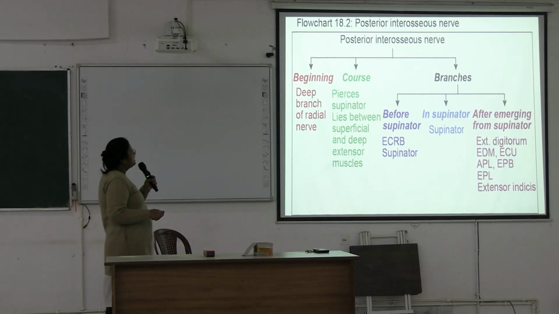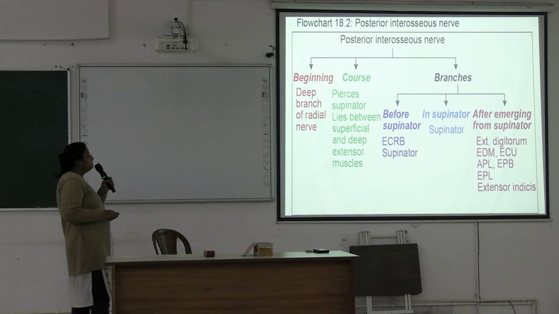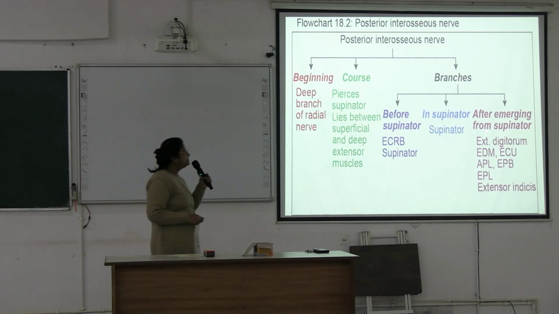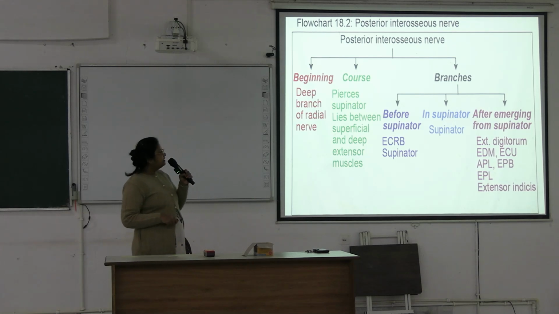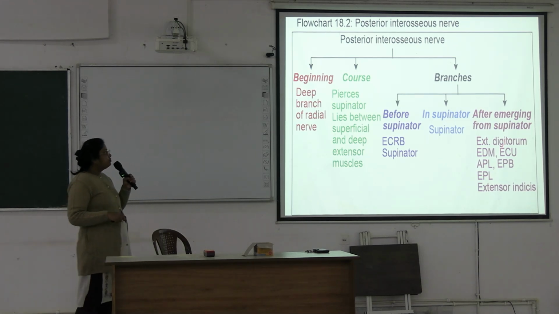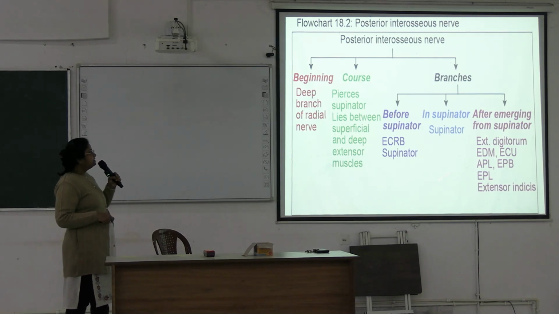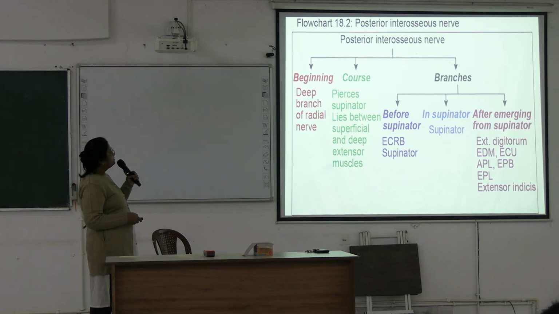And it is giving branches before supinator to the extensor carpi radialis brevis and the supinator, within the supinator to the supinator muscle, and after emerging from the supinator, it is giving branches to these muscles: extensor digitorum, extensor digiti minimi, extensor carpi ulnaris. These are the superficial group of muscles, and the deep group includes abductor pollicis longus, extensor pollicis brevis, extensor pollicis longus, extensor indicis. So these are the branches of posterior interosseous nerve.